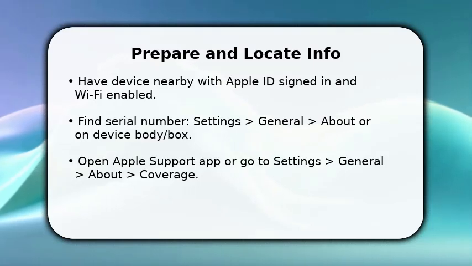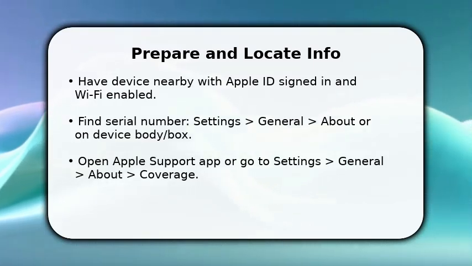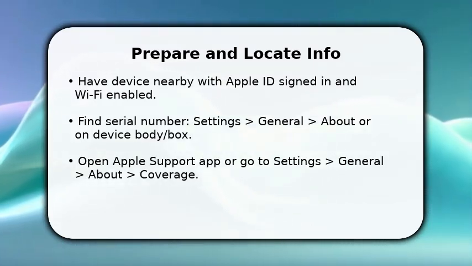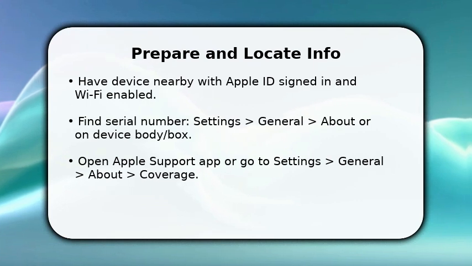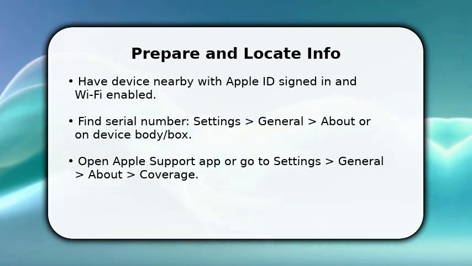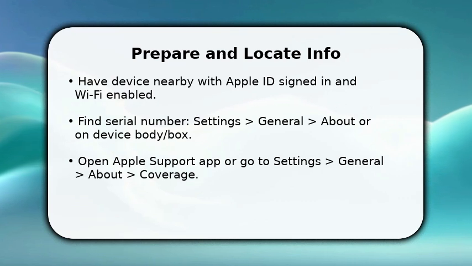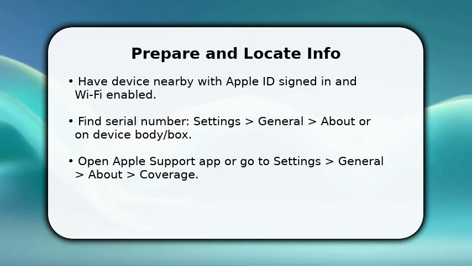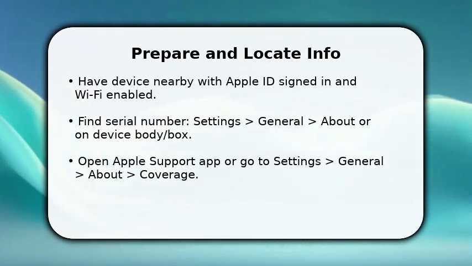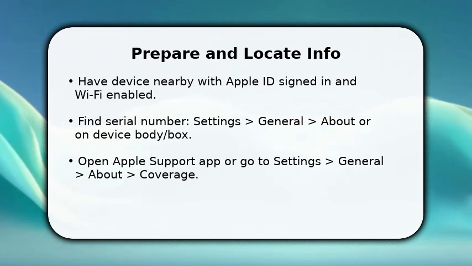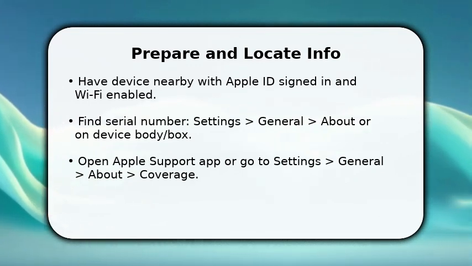You start by confirming prerequisites and taking the first steps. Sign into your Apple ID on the device and enable Wi-Fi. This lets you query Apple servers. Once done, locate the serial number in Settings, General, About, or check the device body or original box. Make sure the Apple Support app is installed or that you can open Settings, General, About, Coverage. These immediate steps put you in position to retrieve AppleCare details quickly and securely.